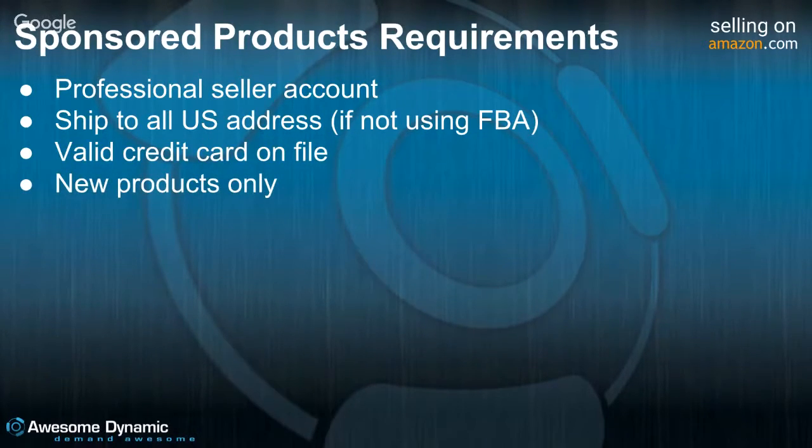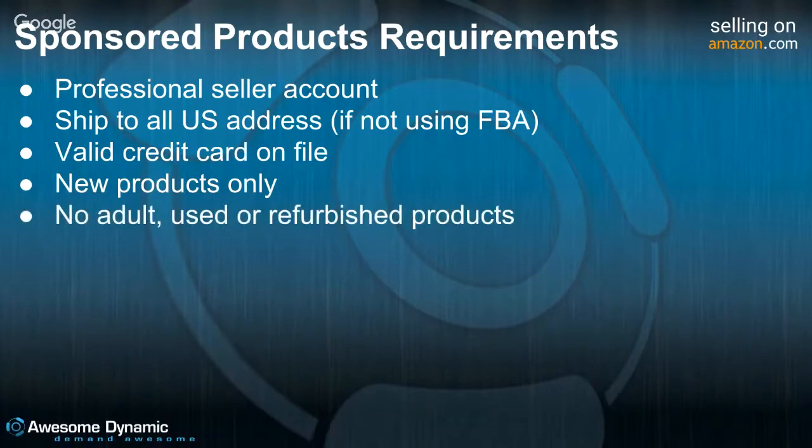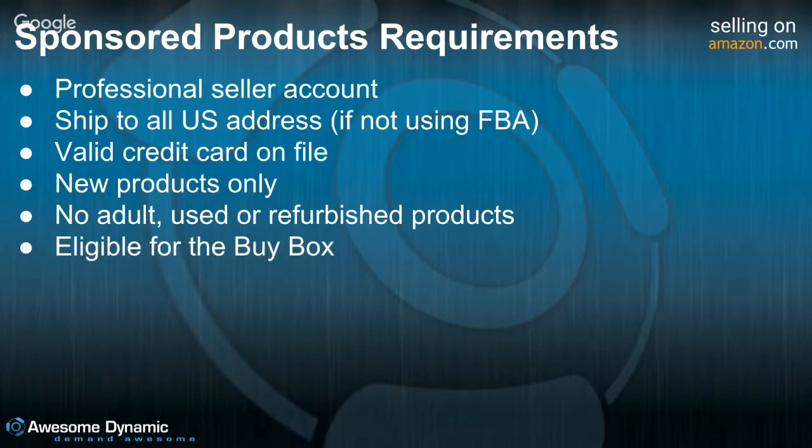Now, you can advertise new products only. So what that means is you can't do it on used or refurbished products. And then another specific category or type of product that is not allowed are adult products. And then lastly, your product has to be eligible for the buy box in order to qualify to have ads run against it.